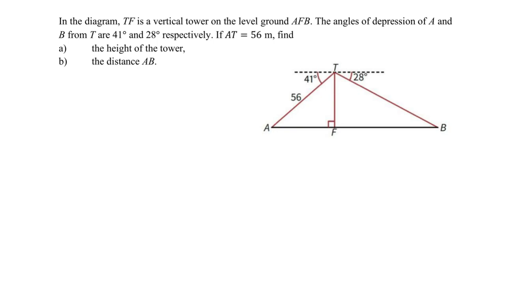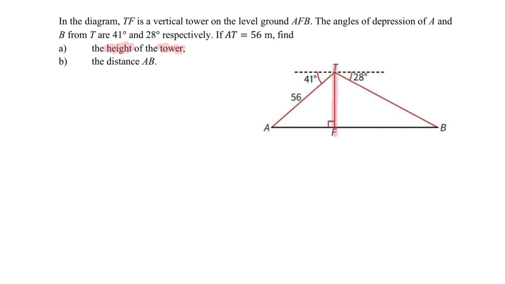The angles of depression of E from T is also given. So let's take a look at this diagram and what we are required to find. If AT is 56 meters, find the height of the tower. So the height of the tower will be this TF, right?